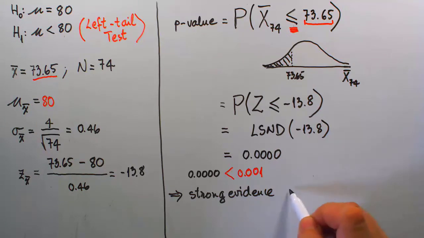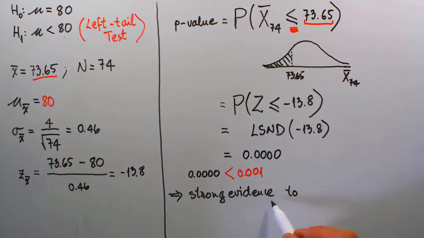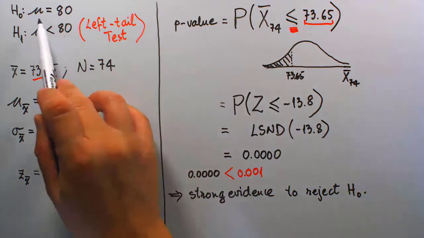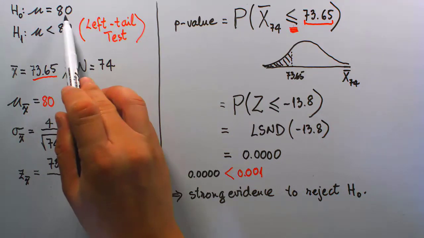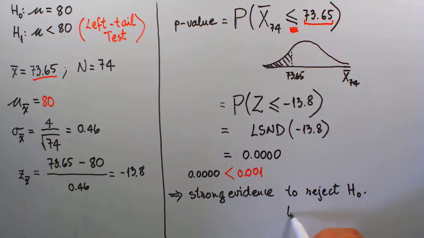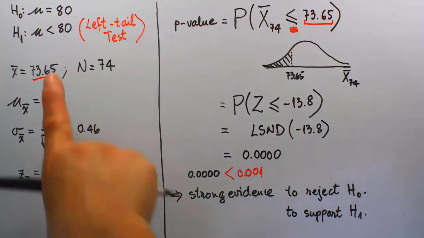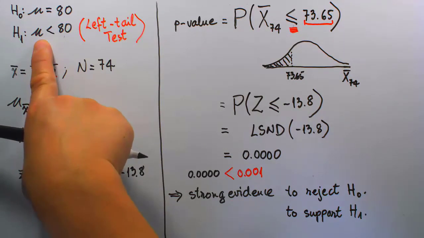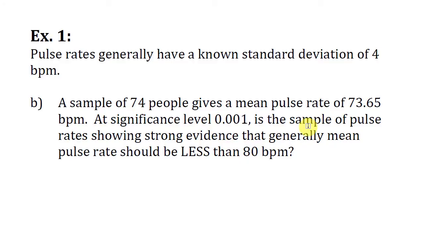And strong evidence for what purpose? Our sample is strong evidence for us to reject H sub 0, the null hypothesis. The statement, whoever made it, claims that mean pulse rate generally is equal to 80. Now we must reject that since our evidence here is strong. Or we can say our sample is strong evidence to support the alternative hypothesis, H1. That is another way of saying that the alternative hypothesis says generally mean pulse rate should be less than 80 beats per minute.